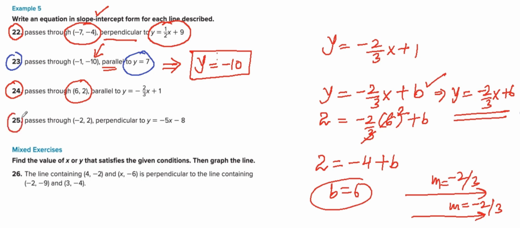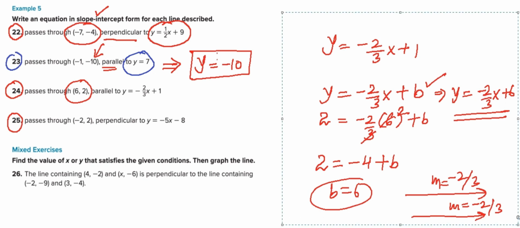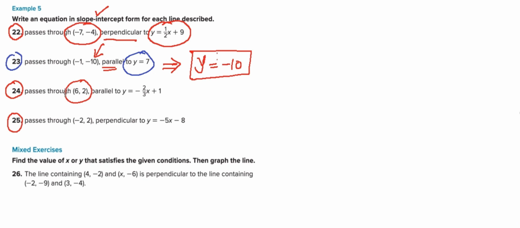So question number 25 is the same as 22. No need to do it. You can practice this question, same as 22. They are perpendicular, so the slope is the reciprocal with a change in sign.